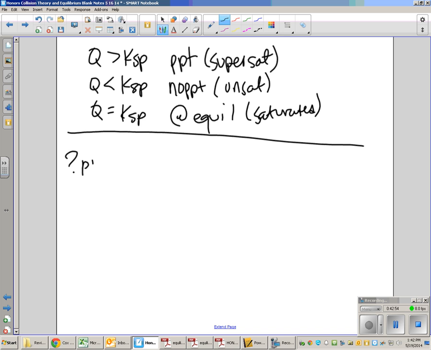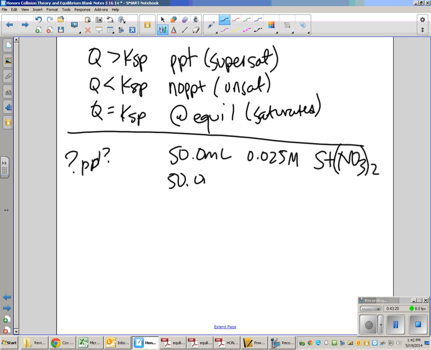Will a precipitate occur when 50 milliliters of 0.025 molar strontium nitrate, Sr(NO3)2, thank you, because strontium has a 2+ charge, is mixed with 50 milliliters of 0.014 molar solution of copper(II) sulfate? Beautiful. 2's and 2's. 2 plus, 2 minus.